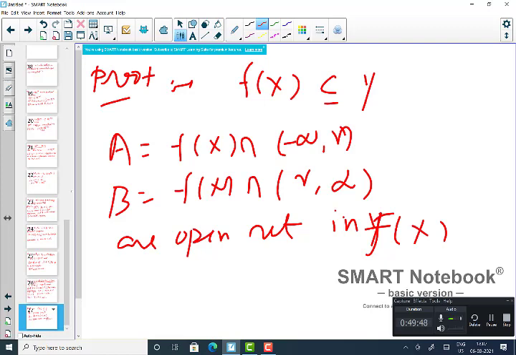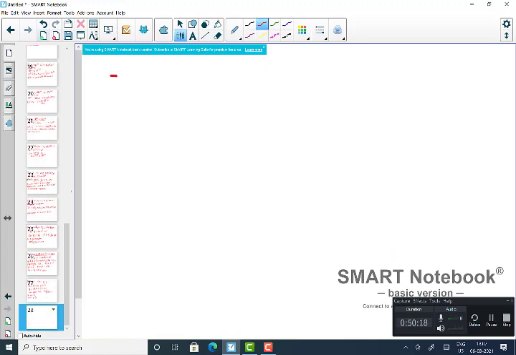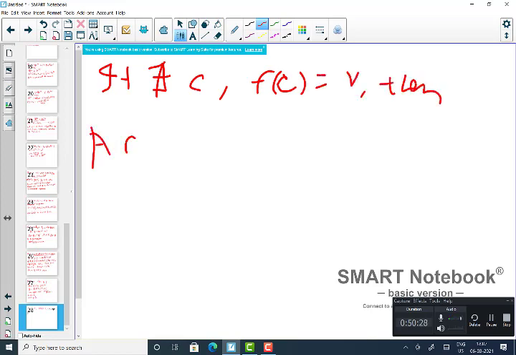So now A and B are open, and you see that they are non-empty, because f of A is inside A and f of B is inside B, because R is in between f of A and f of B. So f of A is less than R, f of B is greater than R. Now suppose there does not exist any C such that f of C equals R. Then what happens? Then A intersection B will be phi.